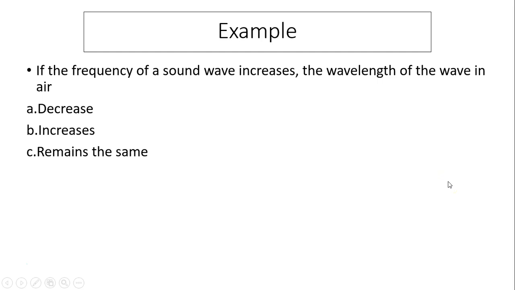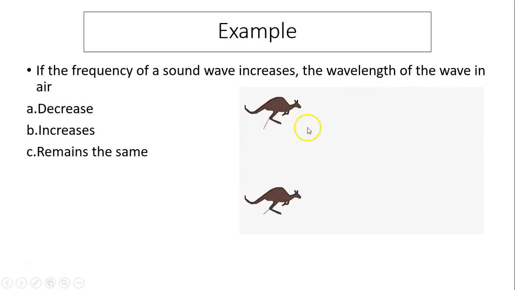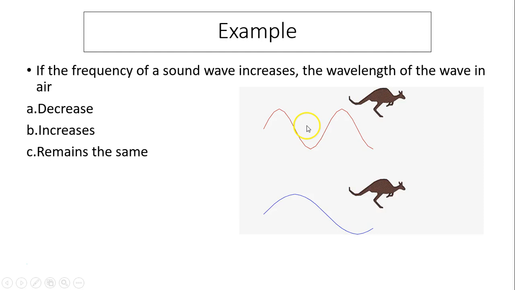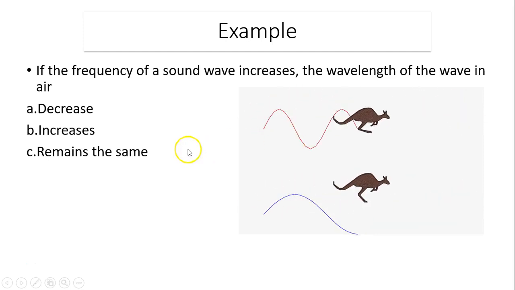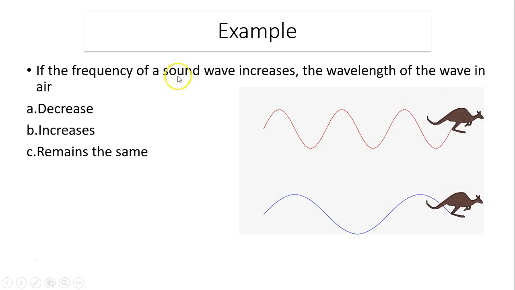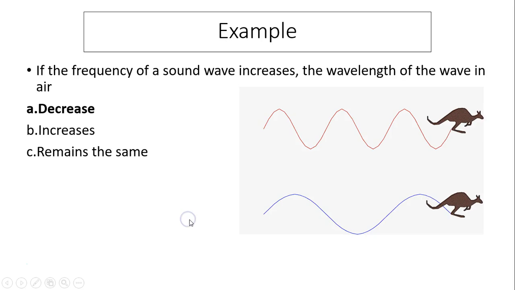Another example, if the frequency of the sound wave increases, what happens to the wavelength? Let's see, if the frequency increases, as you can see, what happens to the wavelength? The wavelength becomes shorter because the wave speed is constant in this case.